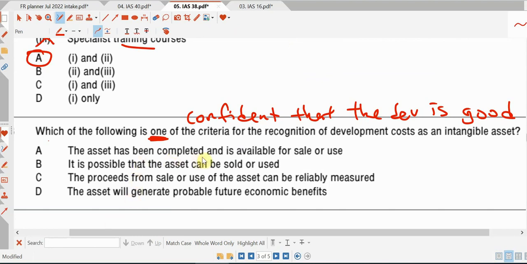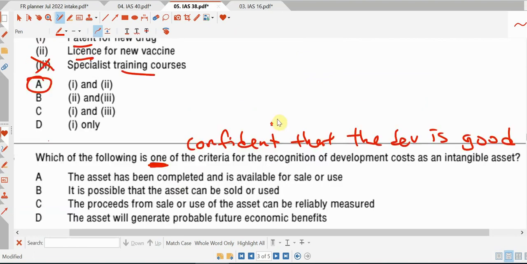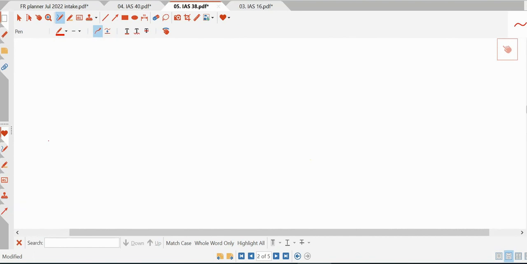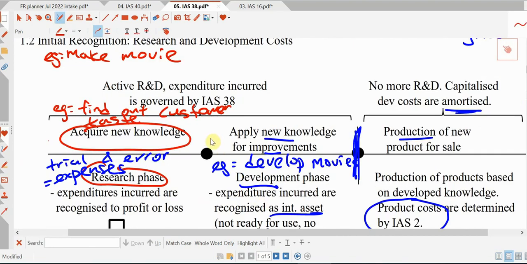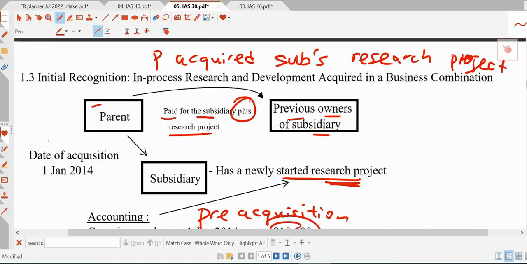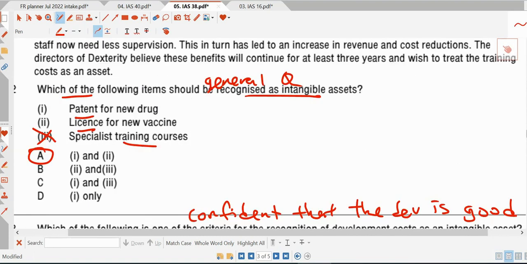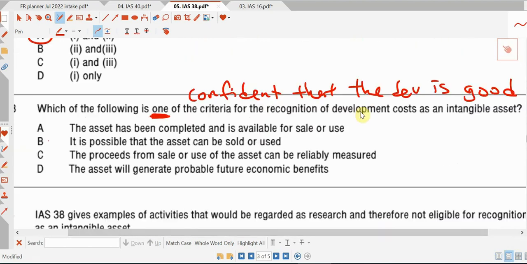The asset has been completed and is available for sale or use. Now, if it is completed, that means it's very, very confident. But in fact, the standard never asks for that, you know. If you look at the timeline that I put in, as long as you start the development, you already can capitalize. You don't need to wait until completion, you know. As early as this point, you already can start to capitalize the asset. So A, I think it's too much already. It's good, but it's not actually required. You don't need this completion.